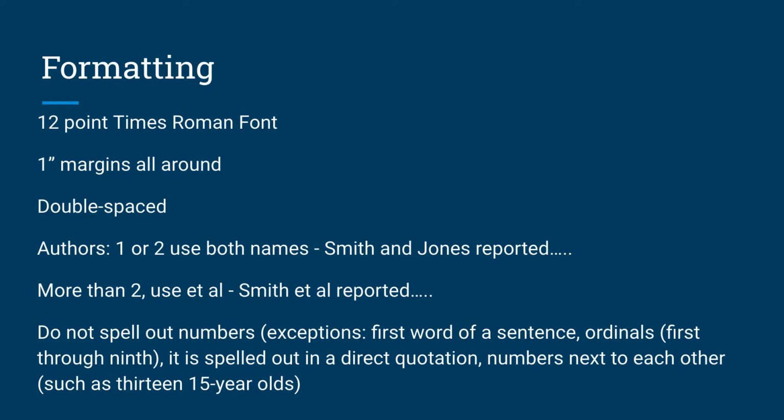Do not spell out numbers, except if it's the first word of a sentence. Ordinals 1st through 9th, when you get up to 10th, you're going to use the number. If it's spelled out in a direct quotation, you're going to leave the direct quotation the same. And numbers next to each other, such as 13, 15-year-olds. Putting 2 numbers next to each other in that case would make it a little bit confusing.